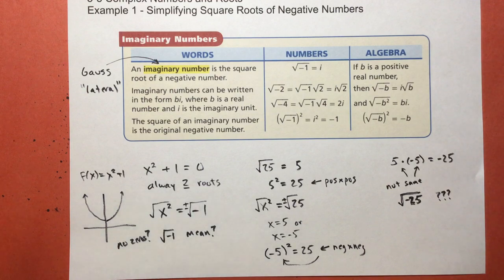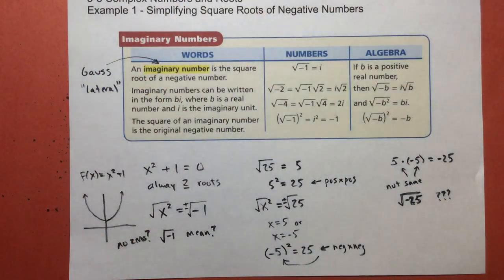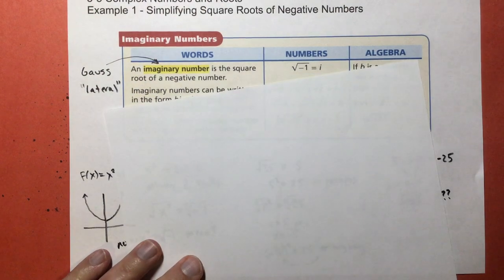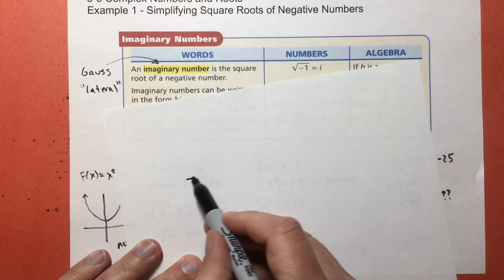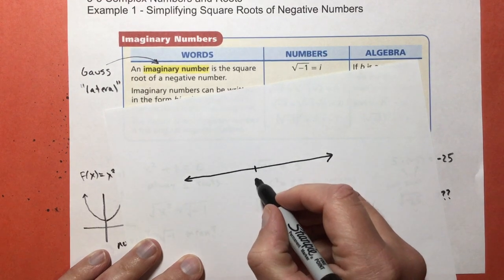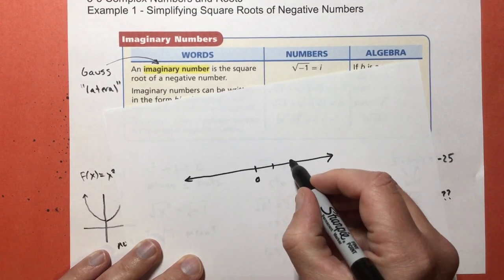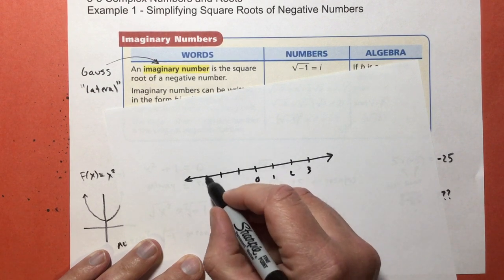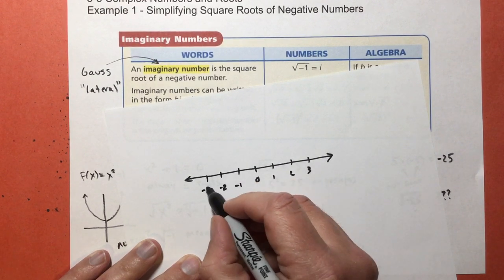He calls them lateral numbers because, and I'm kind of running out of space here, do I have a blank sheet of paper here? He calls them lateral numbers because if you think about our traditional number line, we have 0, here's 1, 2, 3. We also have negative numbers, -1, -2, -3.